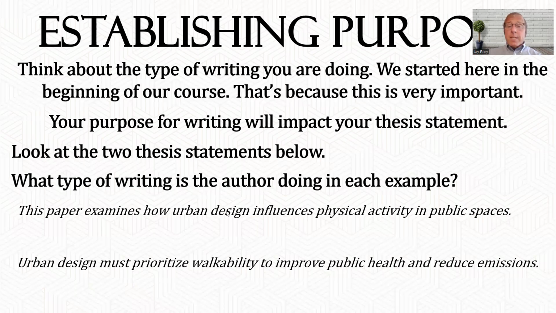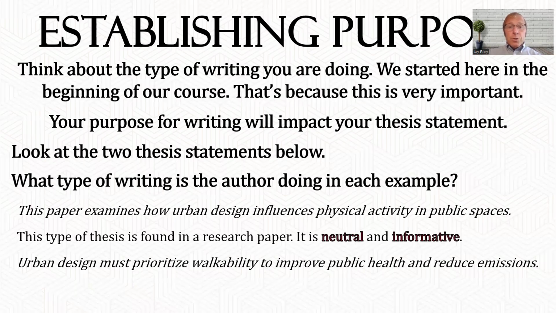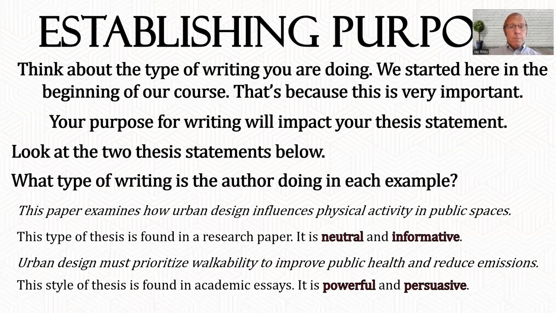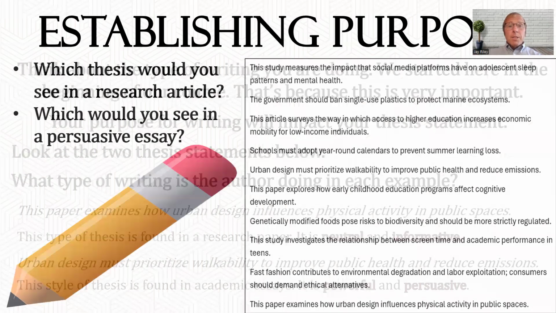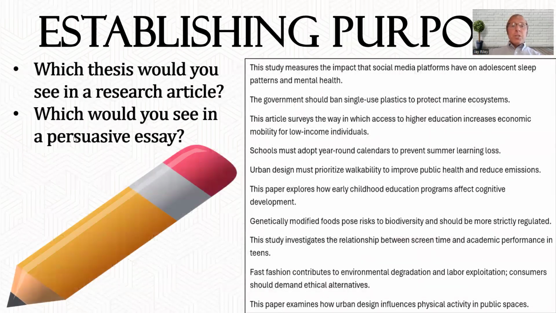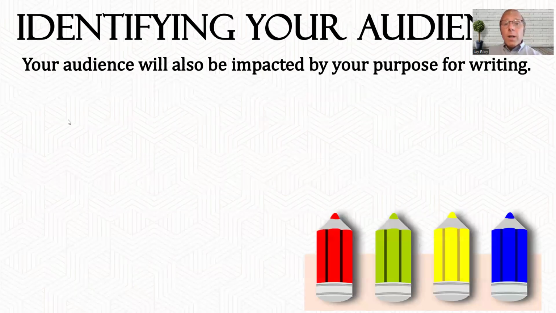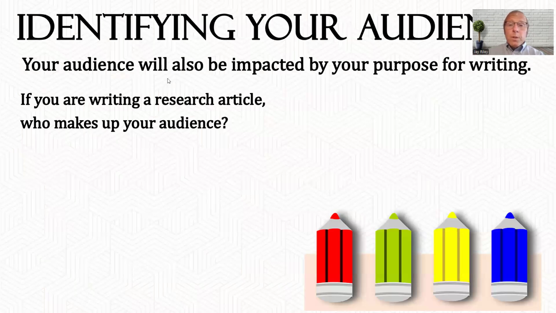That first thesis statement, we're likely to find this in a research article. It's neutral and it's informative. And the second thesis statement, we're more likely to find this in an academic essay. It's more persuasive and it's very powerful. So once we've established our purpose, we want to think about who our audience is. Okay, so your audience is going to be impacted by your purpose. If you're writing a research article, who do you think is your audience? Well, your peers, right? The academic discourse community.